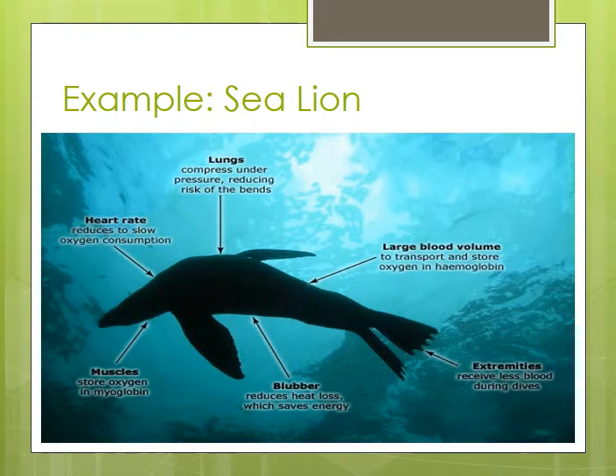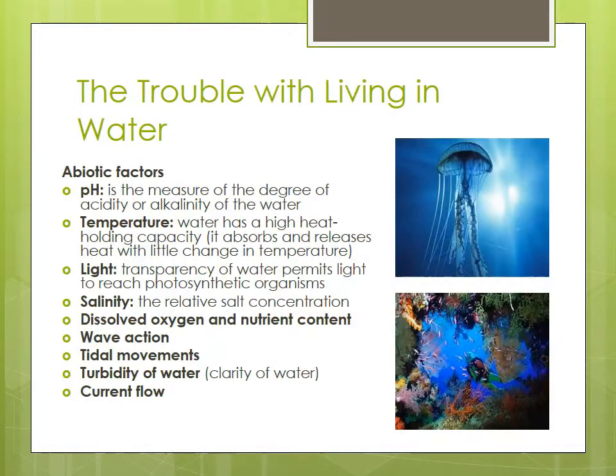Another example that we have is a sea lion. So sea lions here have very strong lungs. Their heart rate is quite slow, so this way they're reducing the amount of oxygen used. They've got blubber down the bottom here, which is fat. And what that is doing is it's reducing the amount of energy that the seal needs to have to keep themselves warm. They've got a large amount of blood. Their muscles store oxygen in myoglobin, and their extremities receive less blood when they are diving to try and keep their organs and keep everything warmer. So they're going to reduce heat loss to their environment. So there's just a couple of examples for animals.